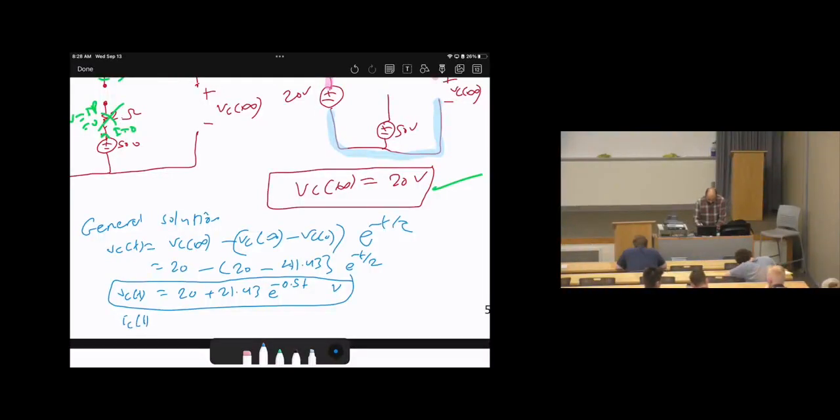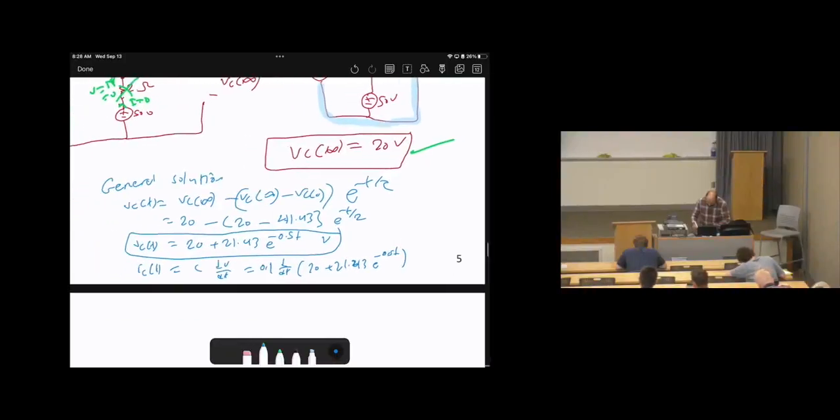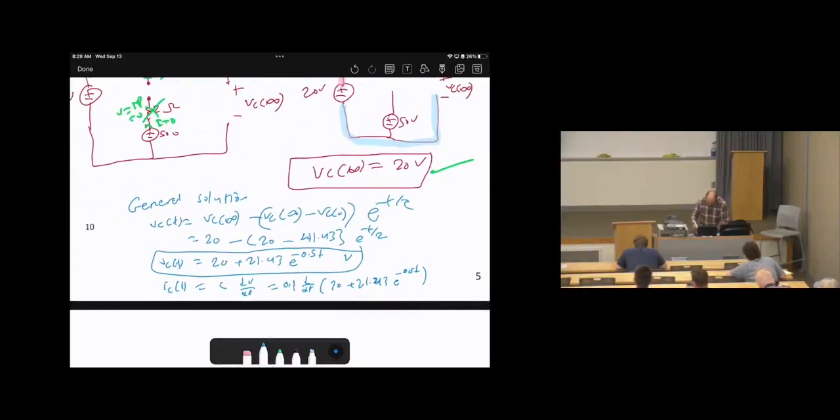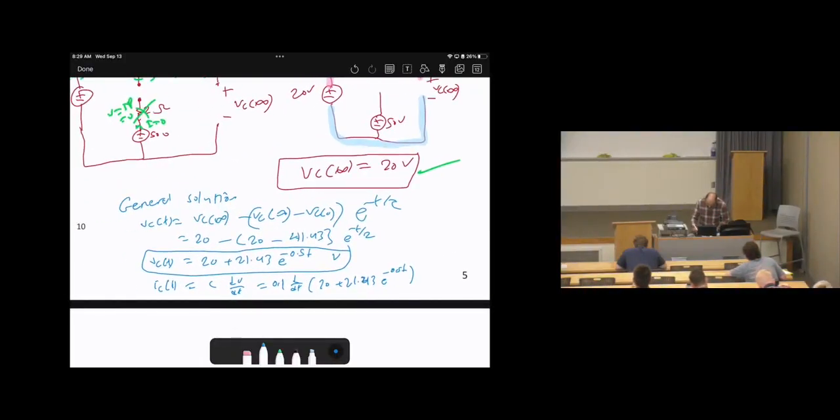So IC of t will be C, the time derivative dV by dt, which is 0.1 times the time derivative of 20 plus 21.43 e power negative 0.5 t. Now, how to calculate this? You know how to apply the derivative, so I'm going to write it here.